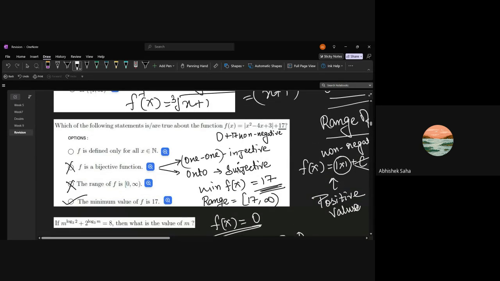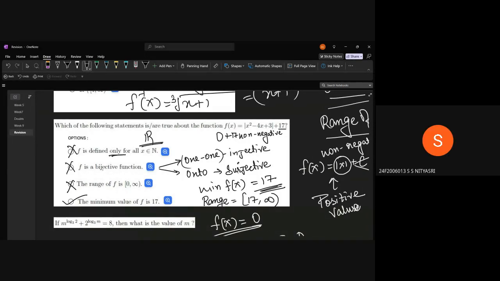Okay, first, in the definition, the function is defined on all x belongs to R. The function is defined on all the real numbers. Okay, this function is defined on all the real numbers. That is also incorrect. They are asking only because it is incorrect.